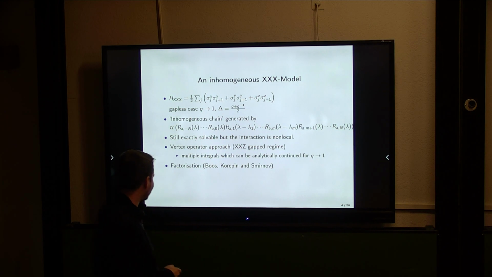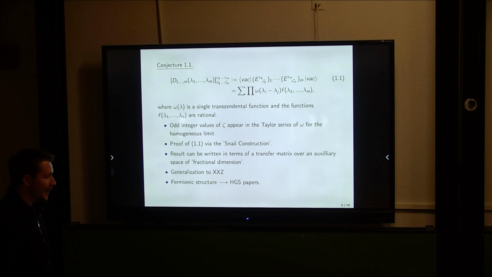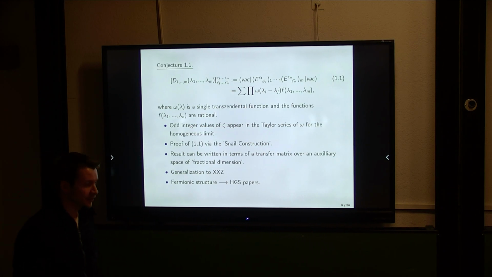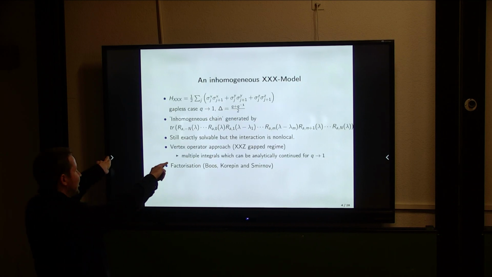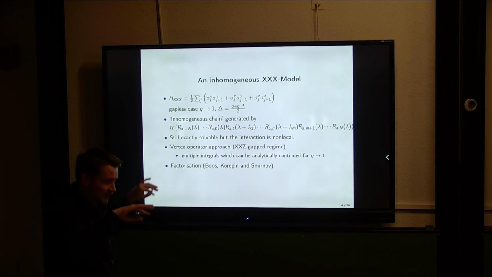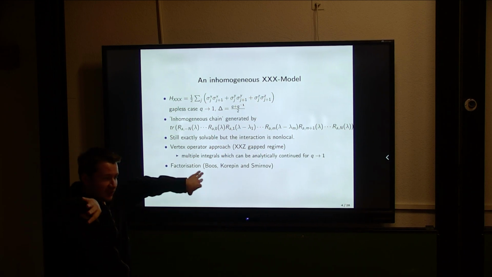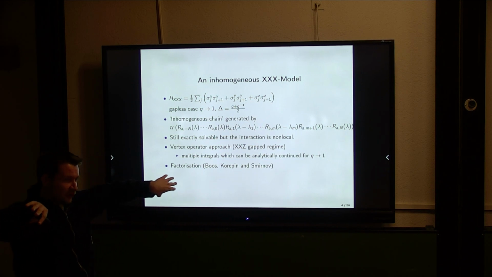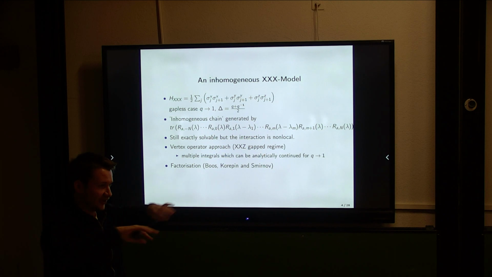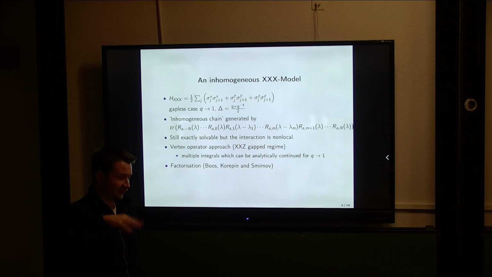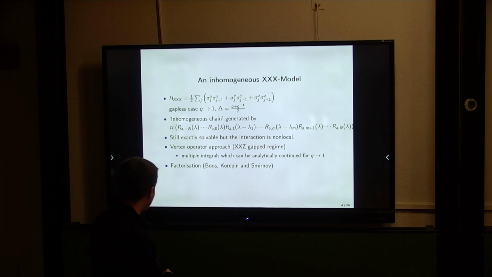Are you thinking of n as finite? I just wrote down a finite transfer matrix, but we consider the limit n to infinity. We want to use some properties that can be proven via this vertex operator approach, and I'm going to explain it.